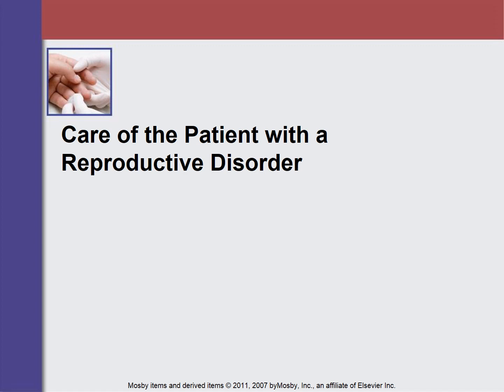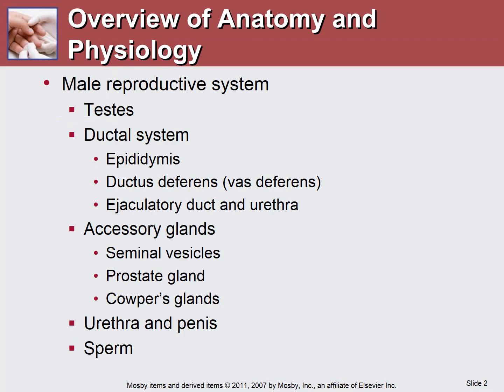Okay, students, now we're going to start talking about the care of a client with reproductive disorder. Next slide. So we start off with the overview of the anatomy and physiology of the male system, and you have taken anatomy and physiology. Make sure that you refer back to these chapters to really understand the parts that are involved in the male reproductive system. Of course, you know that the testicles are really, really important.